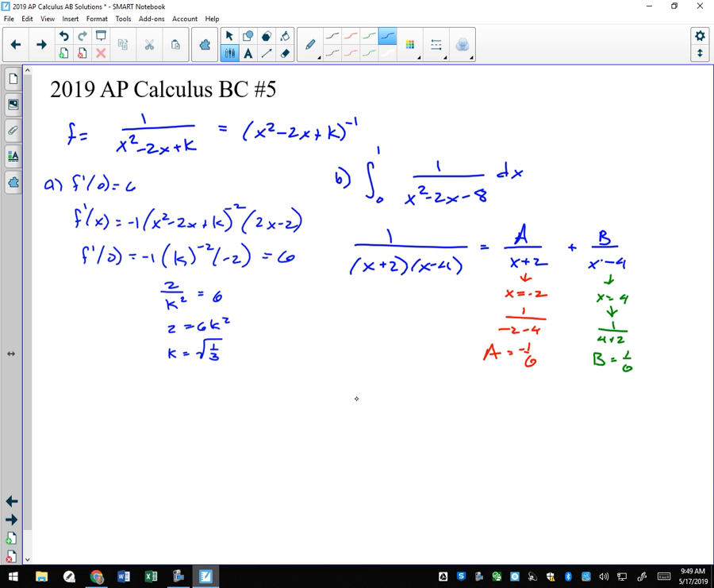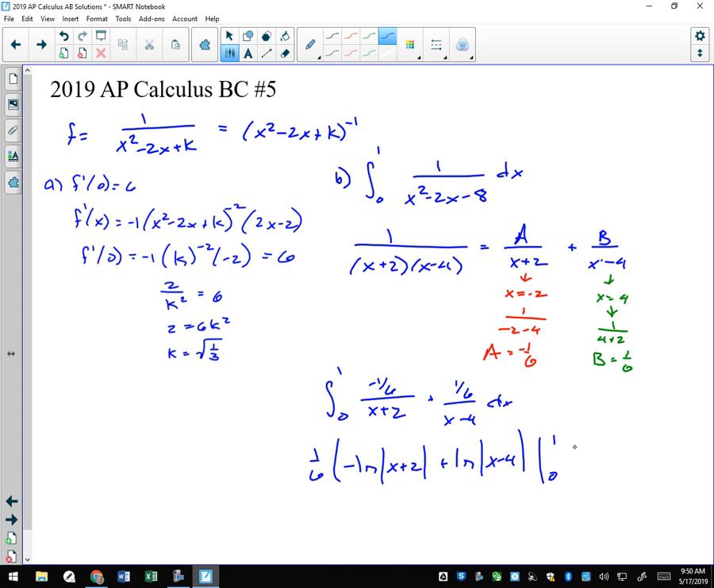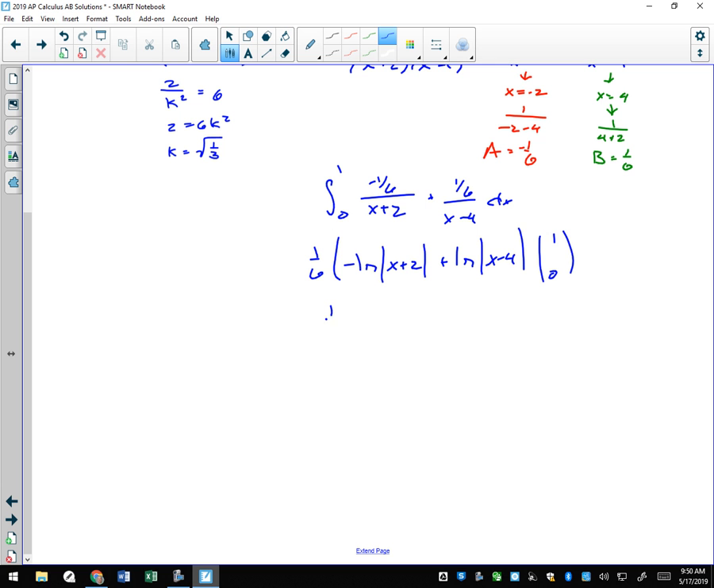And so now I need to do the antiderivative from 0 to 1 of A, which is negative 1/6, over x plus 2, plus B, which is positive 1/6, over x minus 4. I think I'm going to factor out a 1/6, and the antiderivatives become negative natural log of x plus 2 plus natural log of the absolute value of x minus 4. We'll evaluate that from 0 to 1, and we will get a final answer of 1/6.